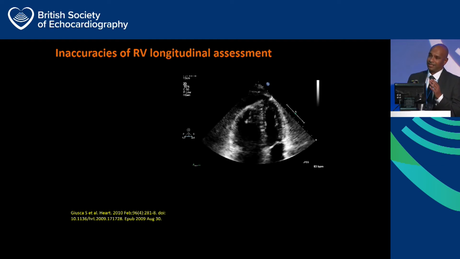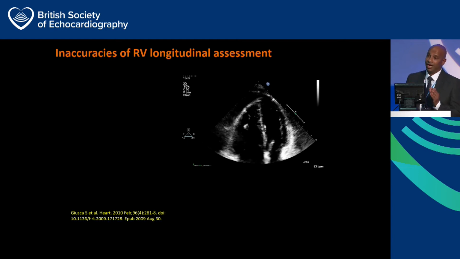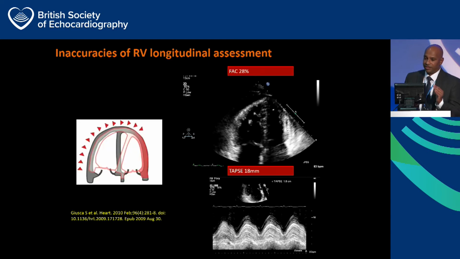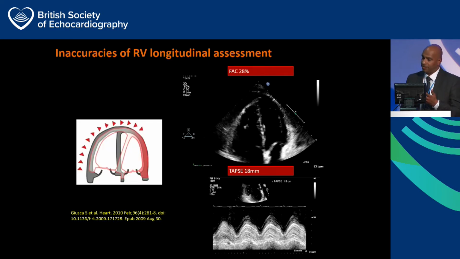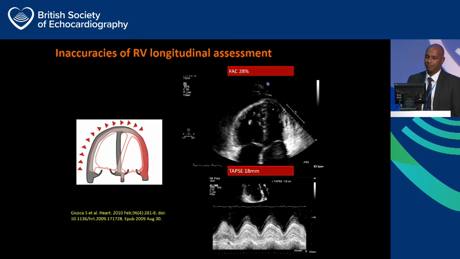And so what happens in systole is that the right ventricular apex moves towards the left ventricle, and you get this rocking translational motion. If you measured the TAPSE there, you get a normal TAPSE, but if you use another method of assessment, such as fractional area change, you can see that that's impaired.